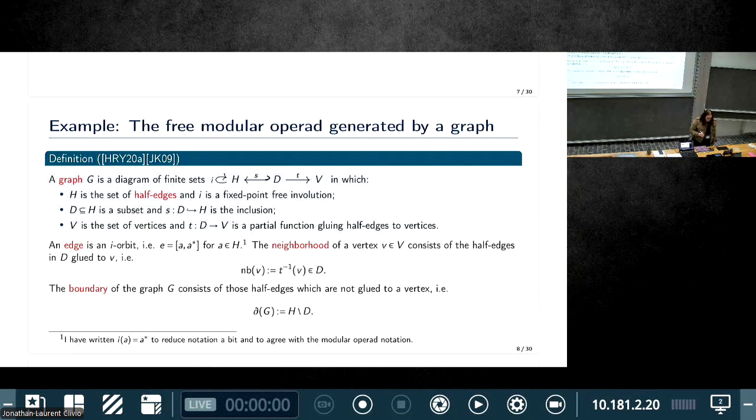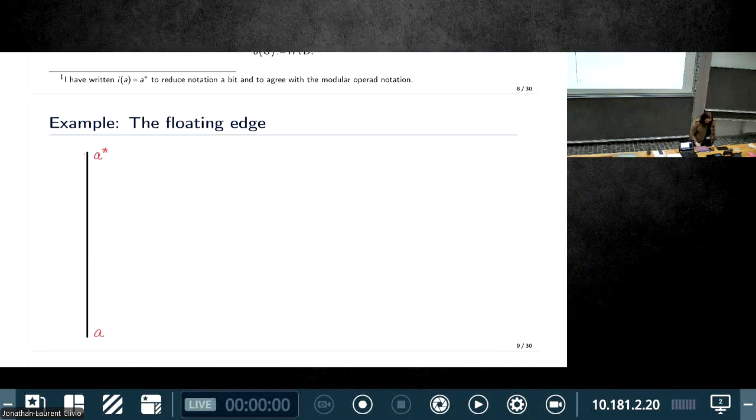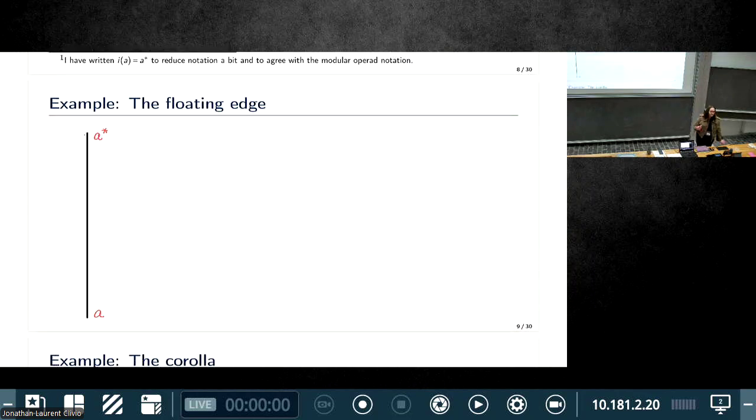So to make sense of this definition, let's look at some examples. So here's just a floating edge. I want to look at this graph and write it down combinatorially. So what is this object? I have two half edges, A and A dual. I have the involution I, which takes A to A dual, and therefore glues them together to an edge.